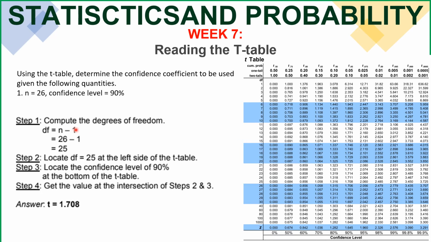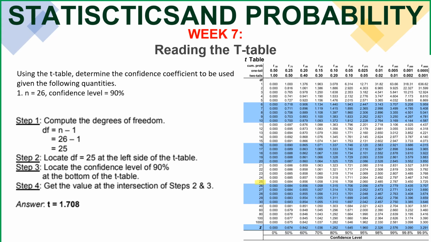First one is to compute the degree of freedom. Sabi ko nga kanina, yung formula sa degree of freedom is n minus 1. So, n is 26, right? So, 26 minus 1 is 25. So, ilocate natin yung 25 na yun sa left side ng table. So, ito yung 25 natin. Ayan, 25. Shinade ko siya ng yellow.